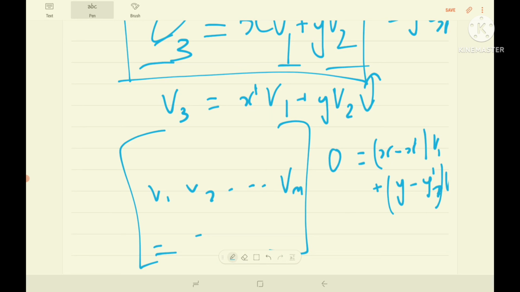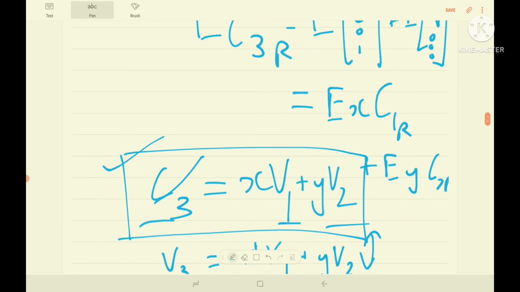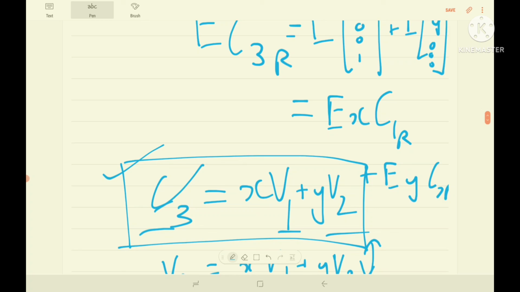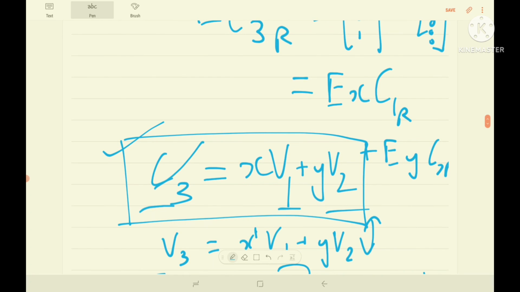So that was the proof, and this shows how you can uniquely generate the dependent columns that come after a few independent columns, by a unique combination of the independent vectors that come before the dependent vector.